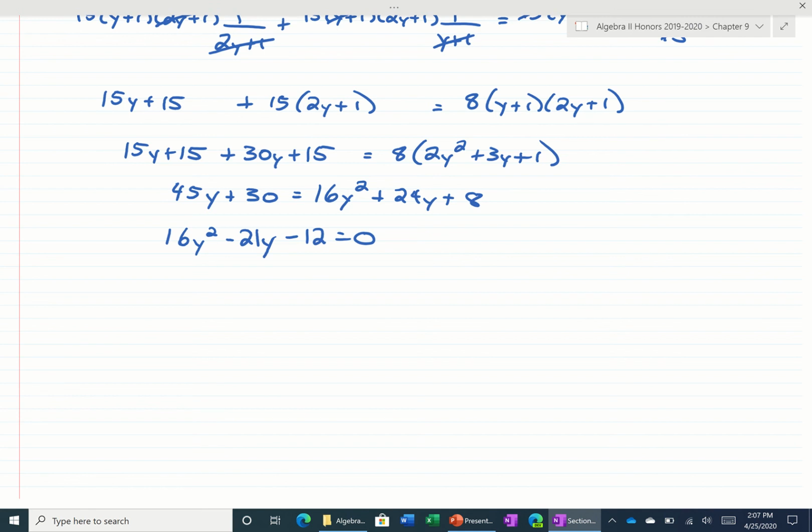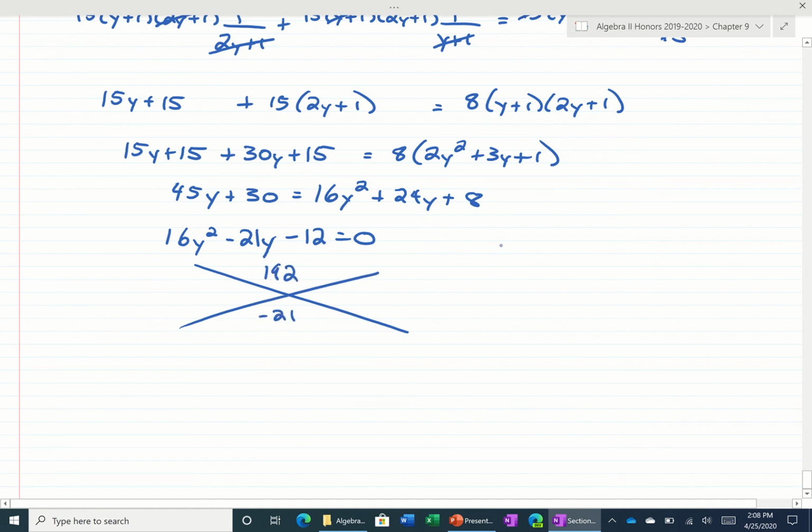16 times 12 is 192. I mean, we could factor, we could use quadratic formula, we can complete the square. Factoring is going to take a little while. It doesn't really matter. I'm going to try to factor this. Alright, so we have to get 192, negative 192. And so 1's not going to work, 2's not going to work, 3 and 64 is not going to work.